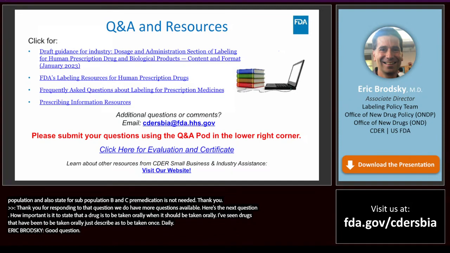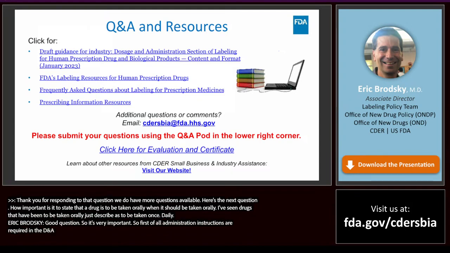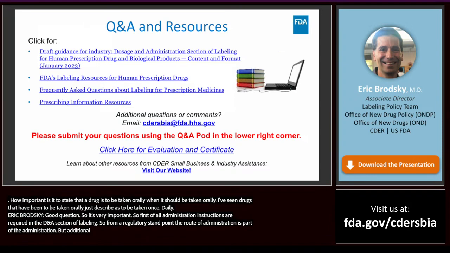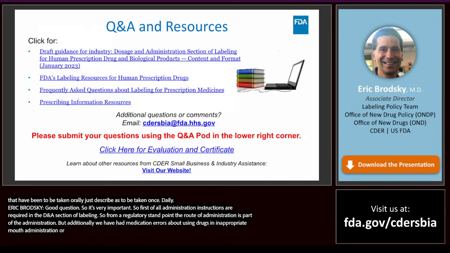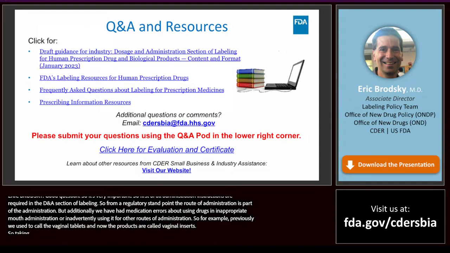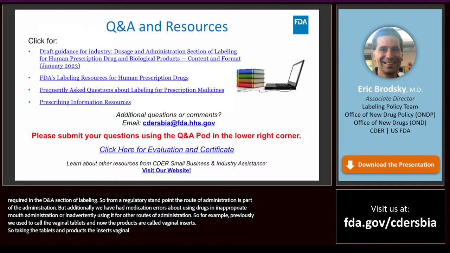So it's very important. First of all, administration instructions are required in the DNA section of labeling. So from a regulatory standpoint, route of administration is part of administration. But additionally, we've had medication errors about using drugs in inappropriate routes of administration or inadvertently using it for other routes of administration. For example, previously we used to call them vaginal tablets. Now these products are called vaginal inserts. So instead of taking these inserts vaginally, people were taking them orally.